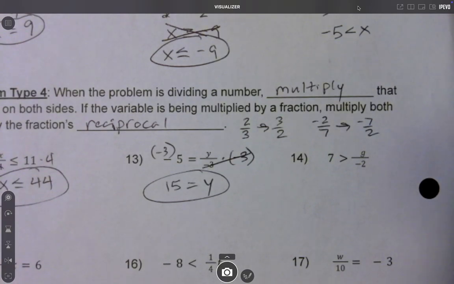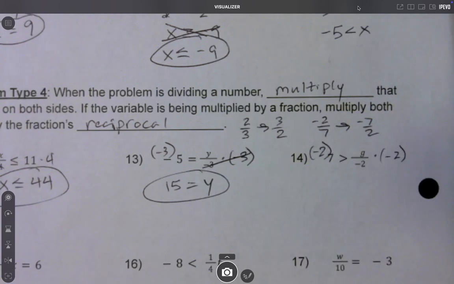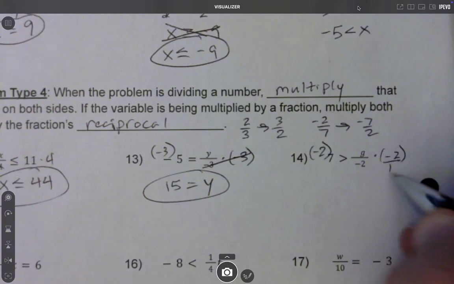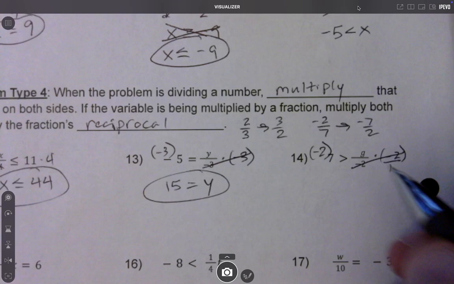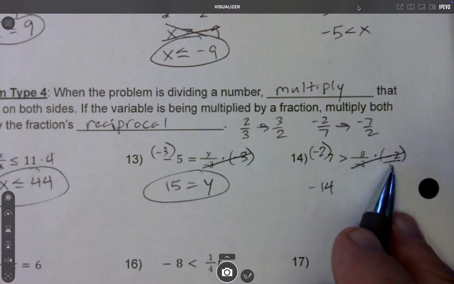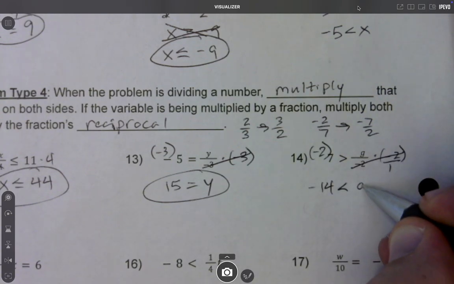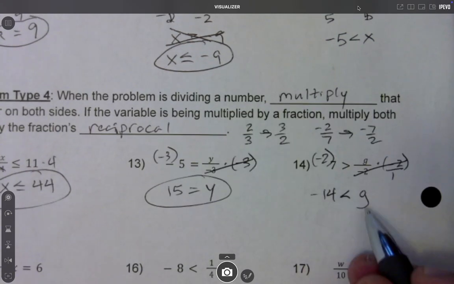Okay, 14, we've got to multiply both sides by negative 2. So this is negative 2 over 1, so that's why those negative 2's cancel. Negative 2 times 7 is negative 14. And because we multiply by a negative number, we have to flip the inequality sign the other way. So we get negative 14 is less than g.